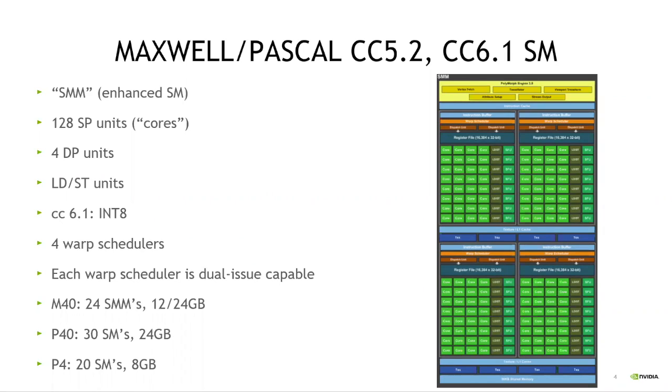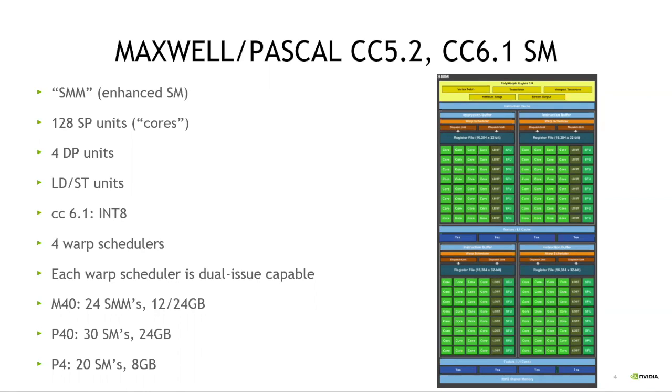So whereas in the Kepler CC 3.5 SM that we were looking at in the last slide, there was a 3 to 1 ratio between SP and DP units. Here we see a 32 to 1 ratio. So that means that for certain GPUs, the ratio of throughput for single precision and double precision can be quite different. And if you spend a lot of time with GPU computing, you'll run into this concept sooner or later.